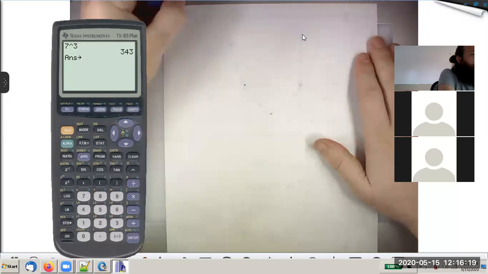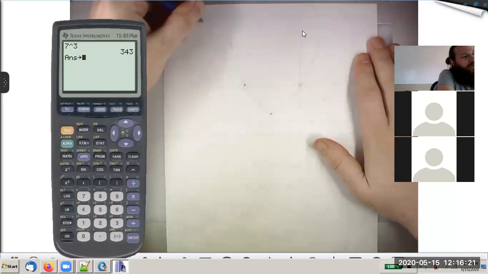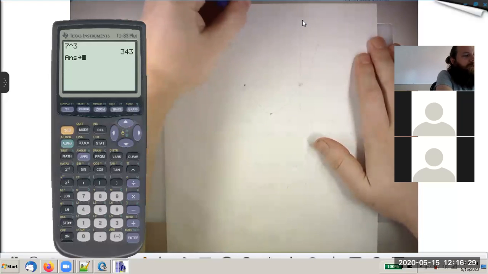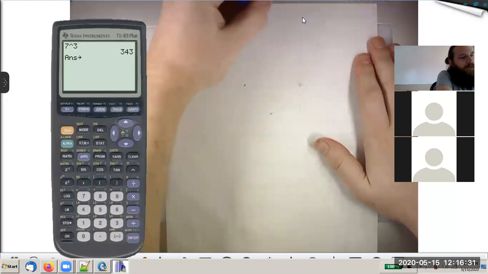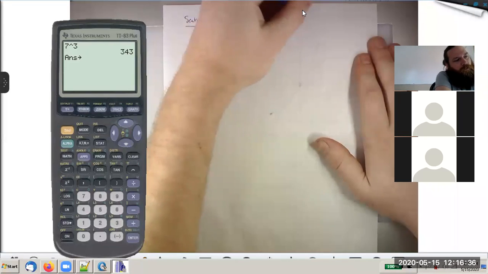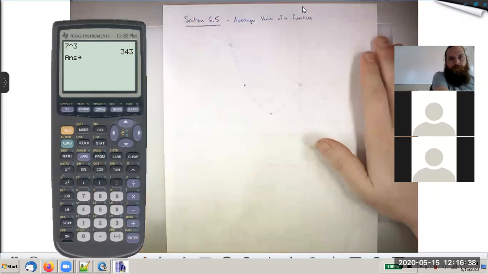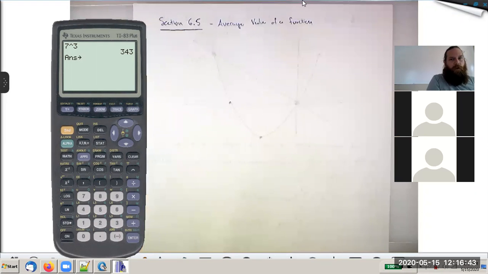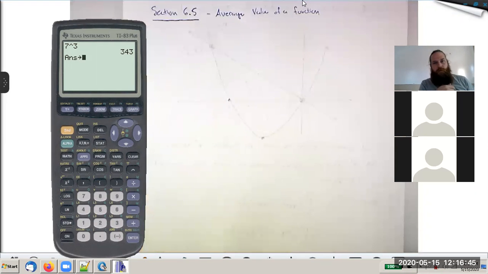So let's begin section 6.5 now, which is the last section we're going to cover this week, and it's on average value. So I'm going to try to motivate this in a way that's tied to some real life stuff, because most applications of the concept of average value are not purely mathematical. Most of them have to do with something going on in the real world.